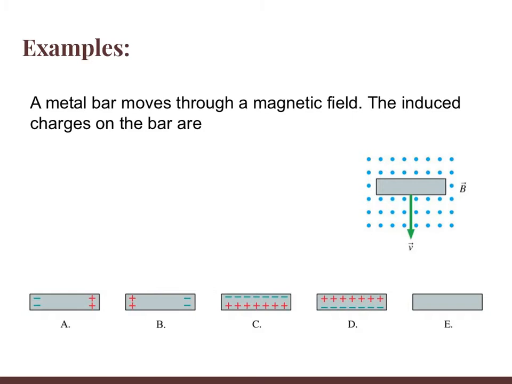On this field, however, the field and the velocity are perpendicular. So pause it again, try to figure out what the charges are going to do. All right, this one's going to have the positives on the left-hand side, the negatives on the right, which is answer choice B. You can use the right-hand rule to figure that out.